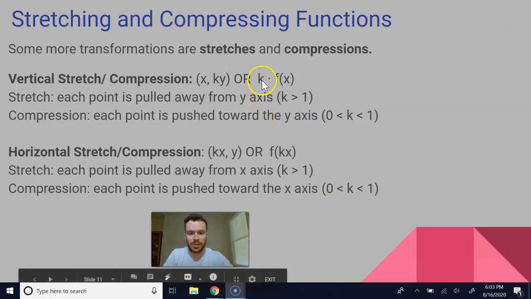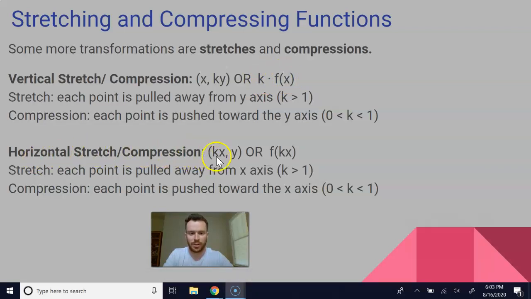So you see our notation is k times f of x, or k times the y values. For horizontal stretch or compression, we're taking that scale factor k and only multiplying it to the x values. So it's f of k times x. K is inside the parentheses, being multiplied just to the x values, or the horizontal left and right values.